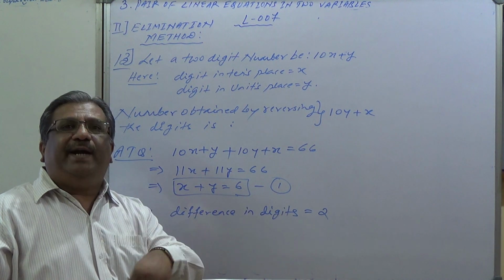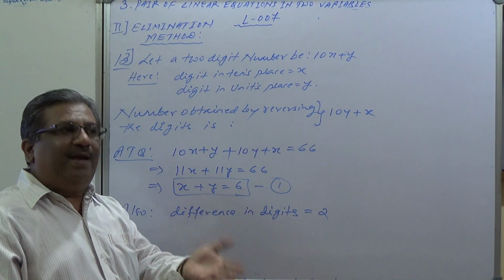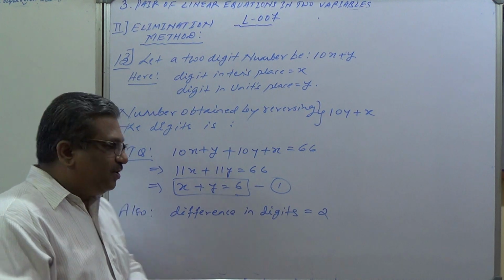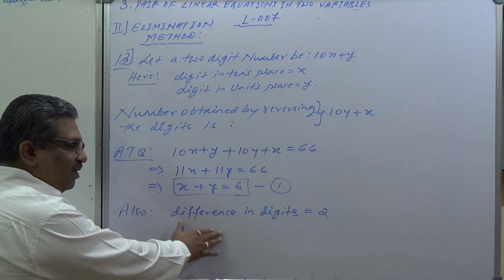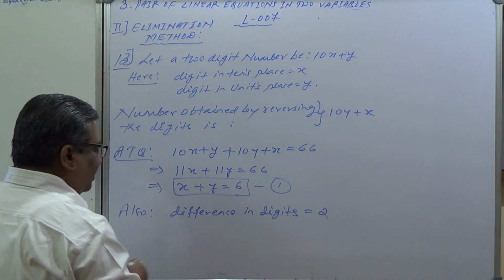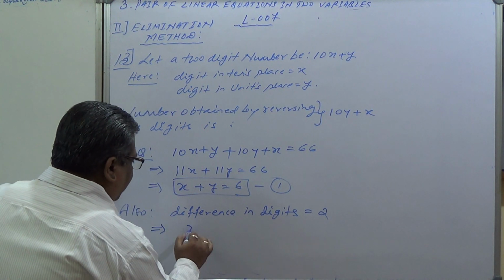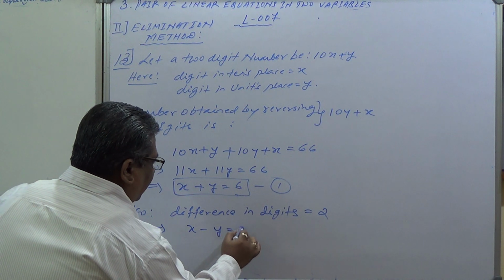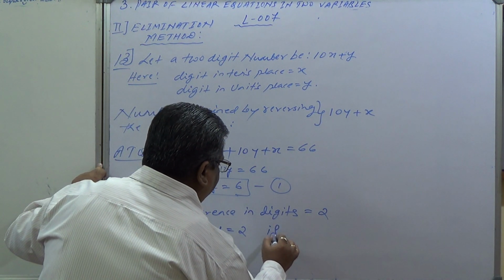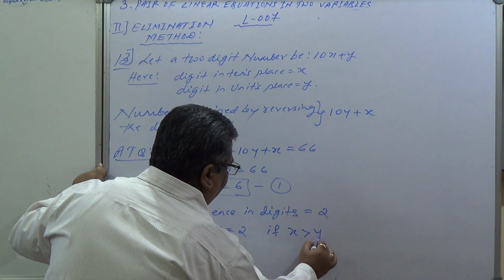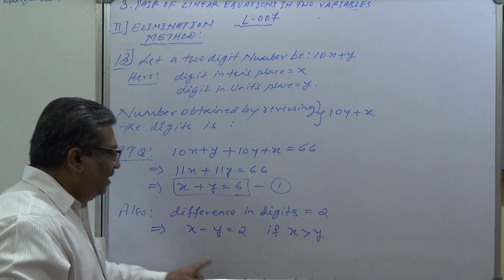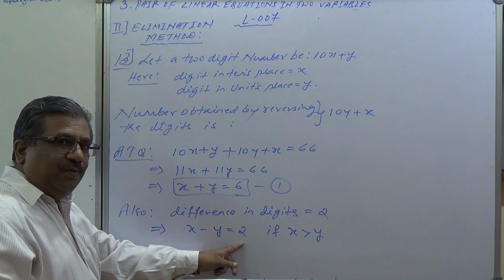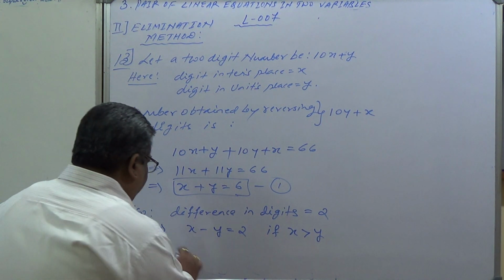If I consider y to be a larger digit, then y minus x should be equal to 2. So, there are two possibilities for this situation. Which are the two possibilities? x minus y equals 2 if x is greater than y. Are you able to understand? Here, if x is greater than y, then x minus y will be equal to 2. The difference in the digits is 2.